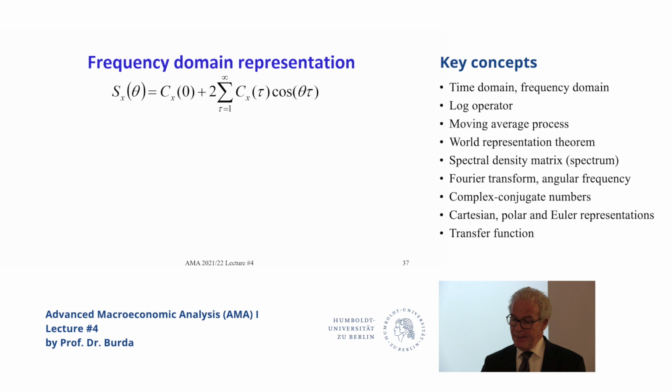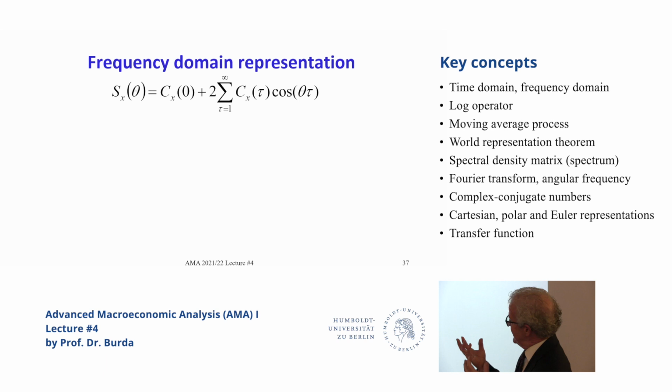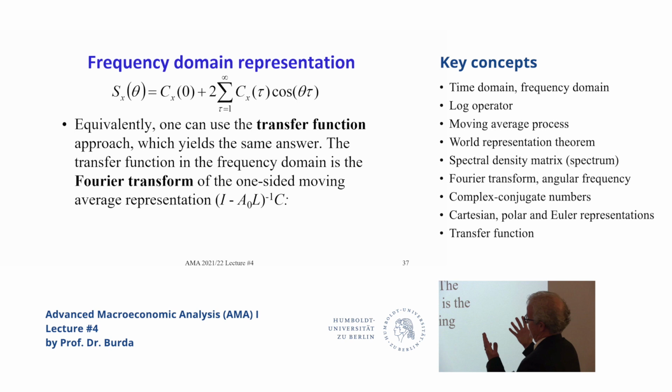Okay, and what's left over is just a sum of cosine functions multiplied by the autocovariogram of this process that we started with. Remember, the autocovariogram is a function of a0 and c. Okay, so we've taken that information, and we've netted it and transformed it, and now we have this other thing, which is purely a function of theta. Okay, so this is called the spectral density matrix. This is the real valued representation.